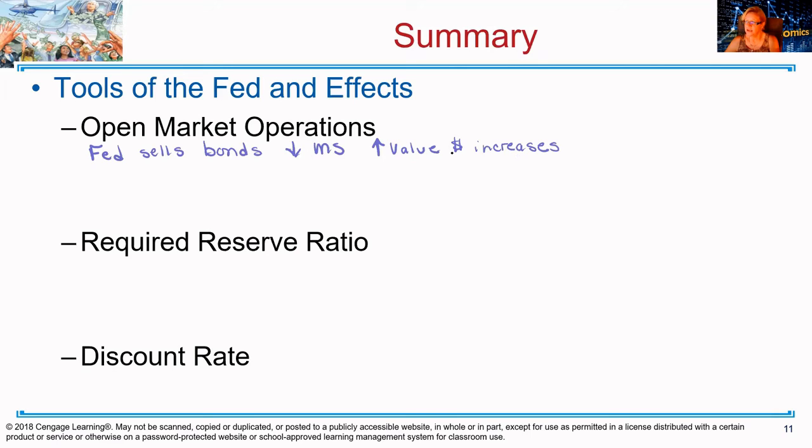What we know then is because it increases the value, we can look at that in terms of what happens with inflation. And that's what we're going to do in some upcoming chapters. And we'll revisit this slide to add more to it. If the Fed buys bonds, the effect is increasing the money supply. The value of a dollar decreases.